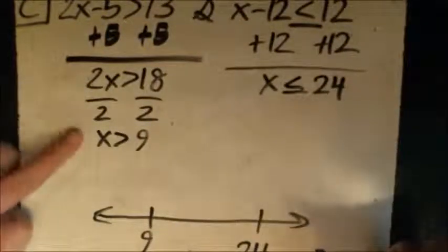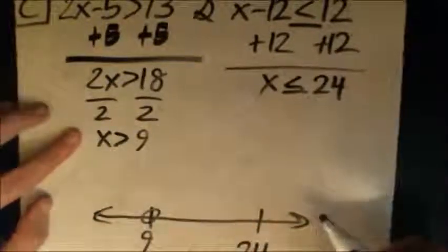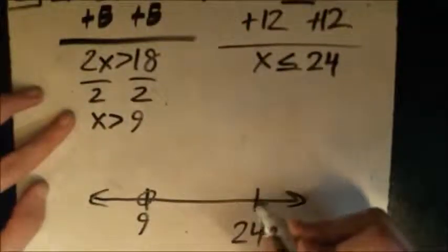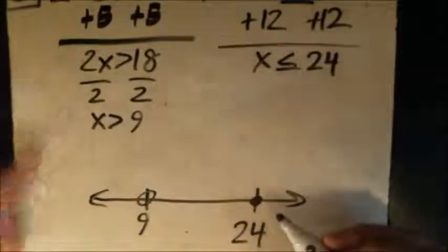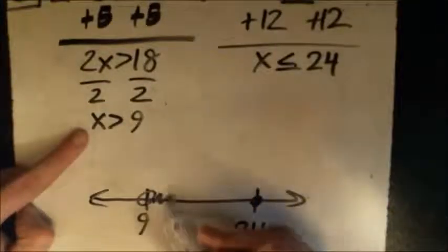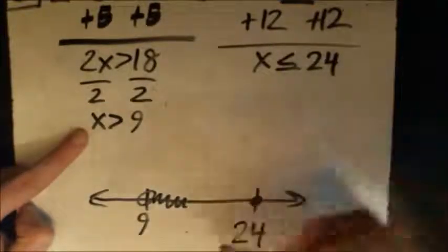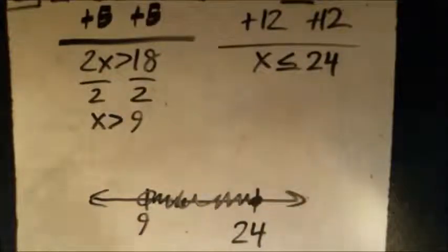I have an open circle at 9, but a closed circle at 24. So I need to shade to the right of 9, but to the left of 24. So once again, my graph is shading in between them, but I have an open circle and a closed circle.